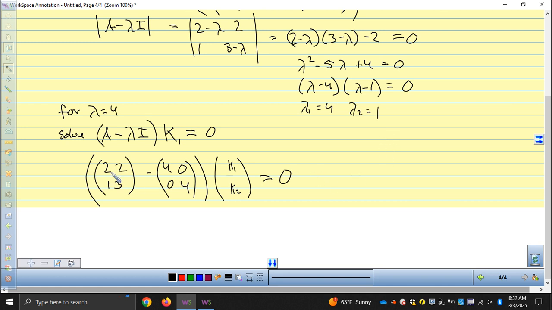So this gives us our first row. We get 2 minus 4, which is negative 2, negative 2 k1, plus 2 minus 0 k2, equals 0. And for the second row, we get 1 minus 0 times k1, so we get k1, 3 minus 4 is negative 1.